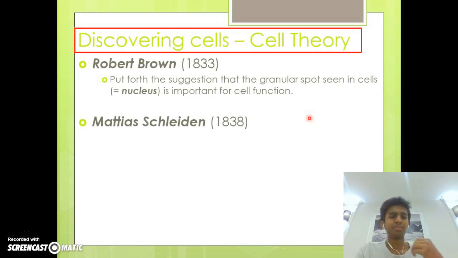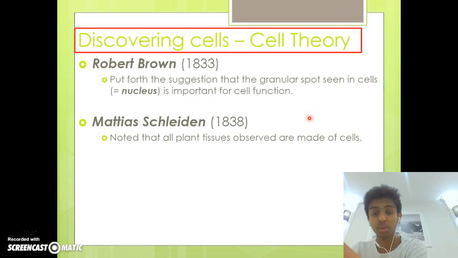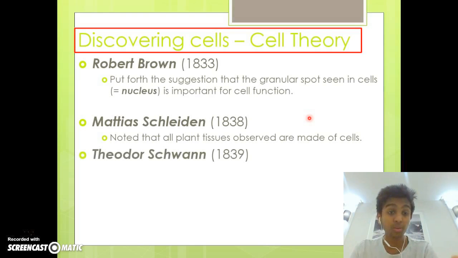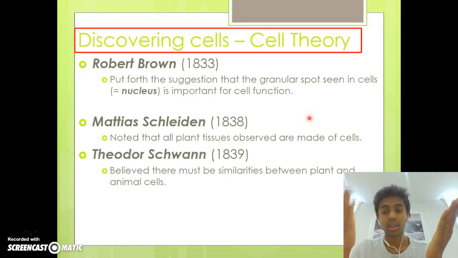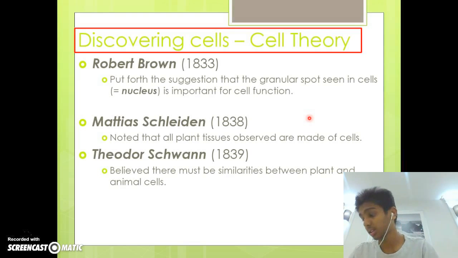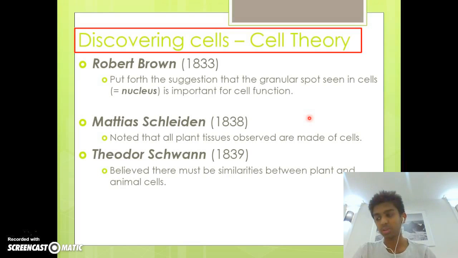Then came Matthias Schleiden. He's obviously a German guy. And he noted that all plant tissues observed were made of cells. So all the plant tissues everywhere had cells in them. And Robert Brown was the one who noticed that all plant tissues have nucleuses in them, which are probably essential for all cell function. Then came Theodor Schwann, and he believed that there must be similarities between plant cells and animal cells. And he connected these ideas, and they proposed that all plant cells and animal cells were composed of cells, and that cells were the basic unit of organism.